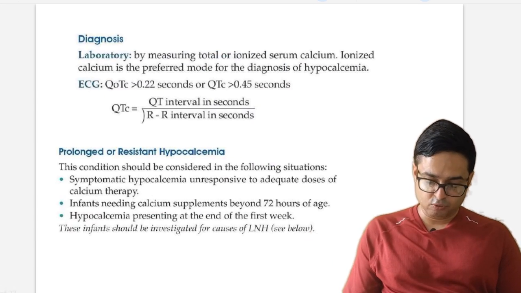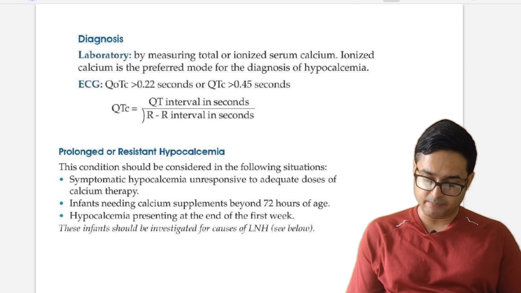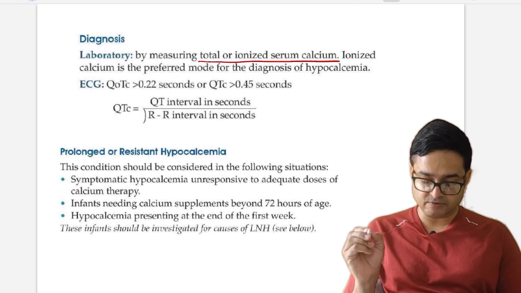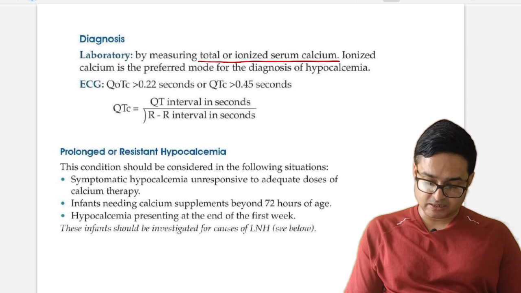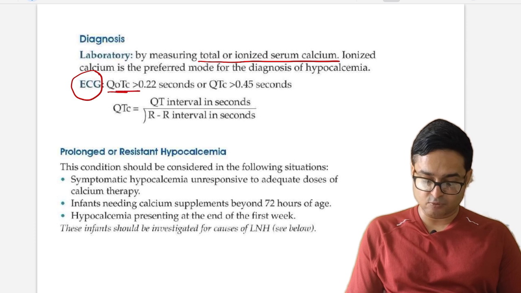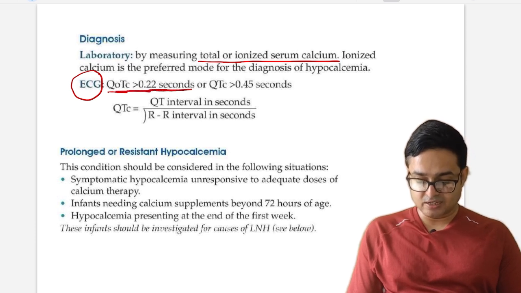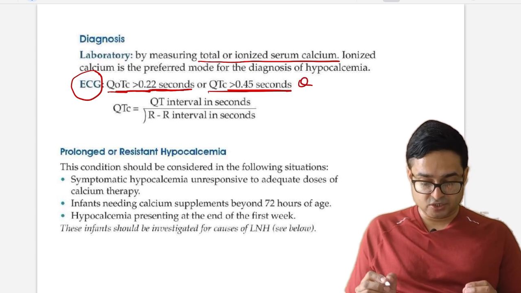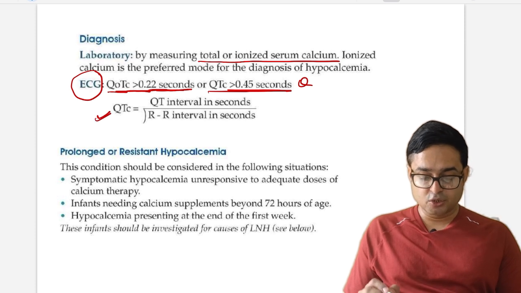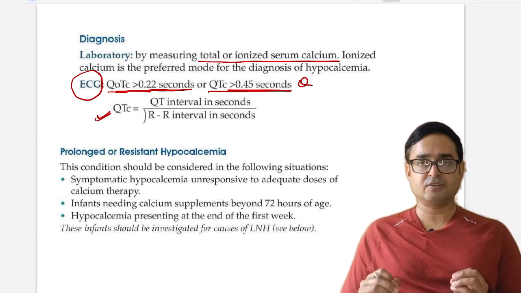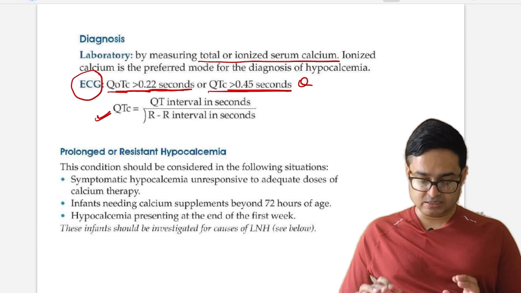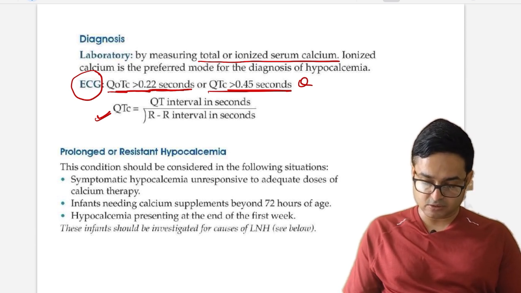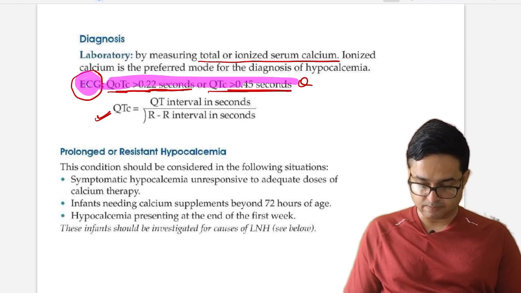Going forward to how you will diagnose. By measuring total or ionized serum calcium, we have seen, and if you do an ECG, the QT interval is more than 0.22 seconds, and the QTc interval is more than 0.45 seconds. Very much important. What is QTc interval? This is also important: QT interval in seconds upon RR interval in seconds. You have to remember this, because this was a previous year question. The QT interval they have asked in hypocalcemia.